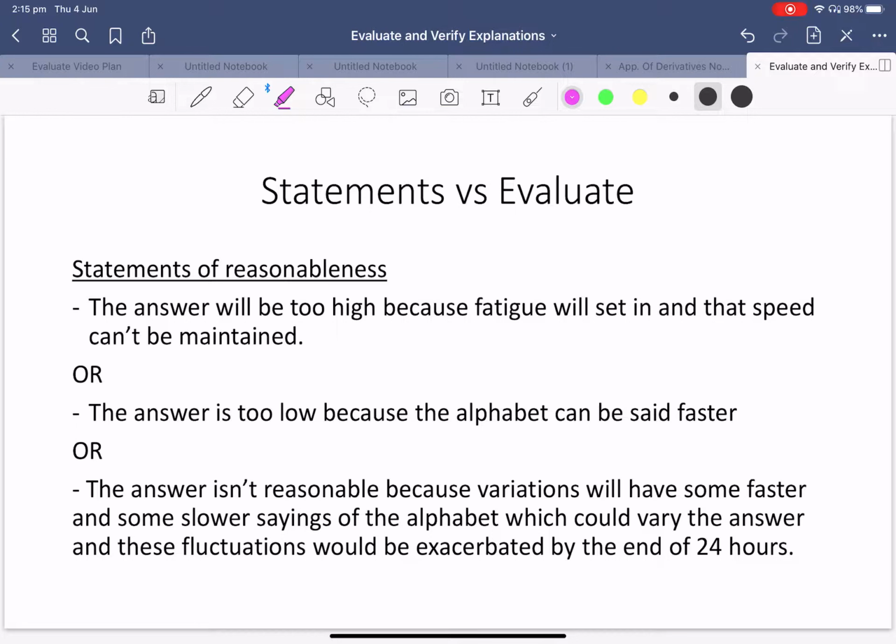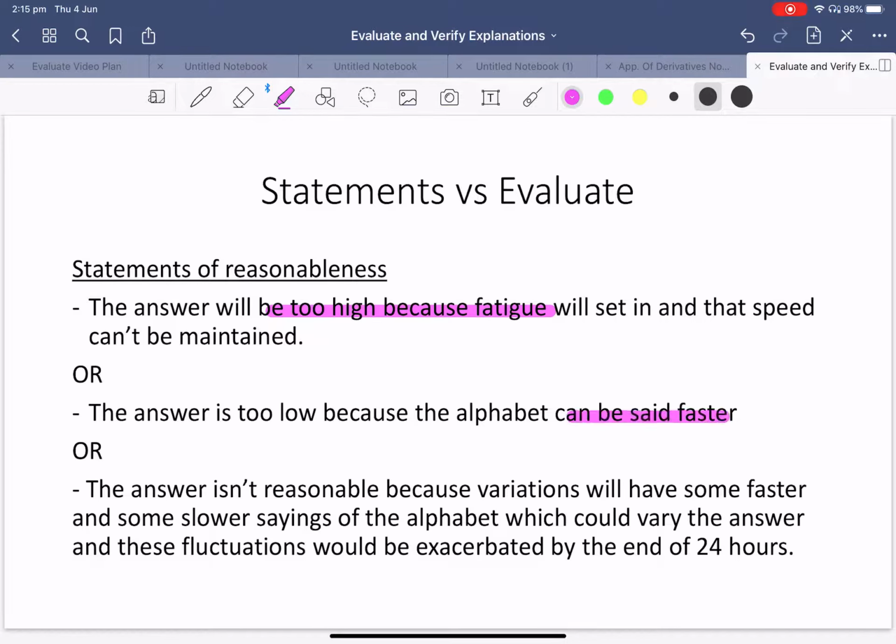So, statements of the reasonableness of our solution. You may have thought some of my initial conditions might not have been the best as I developed my solution, and some of these might be things you thought of. These are the usual things students put forward when talking about how reasonable their solution is. The answer will be too high because fatigue will set in, so it won't be 13,000. There'll actually be fewer than that because someone's going to get tired and won't be able to maintain that speed. We could also say the answer is too low because the alphabet can be said faster.